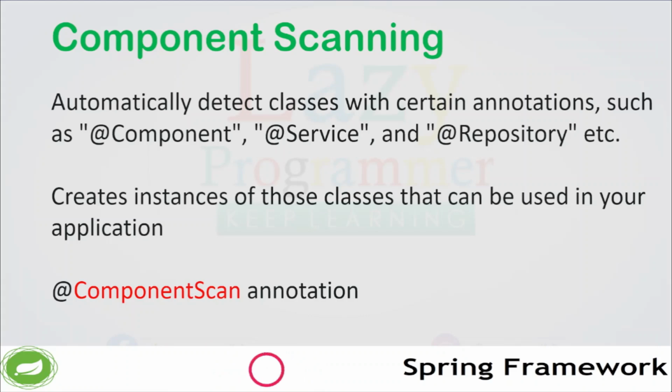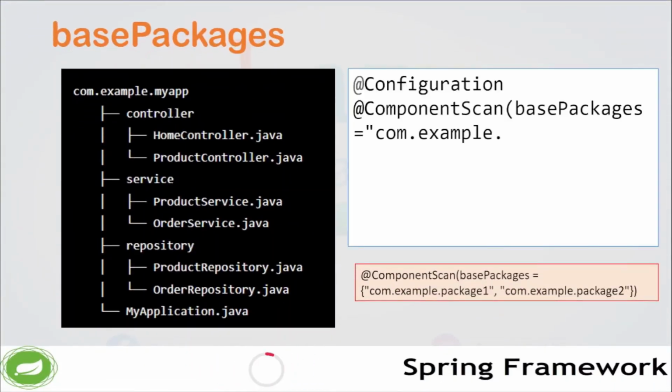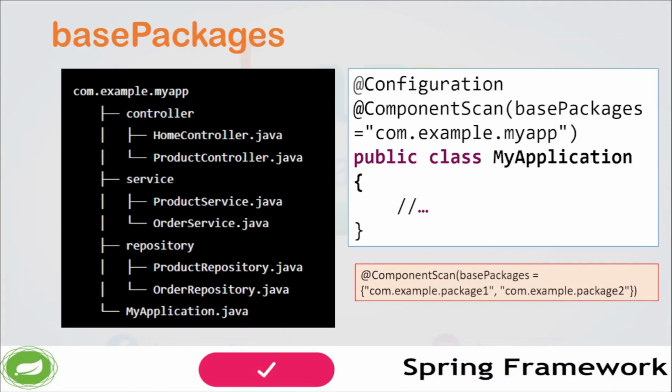By using the @ComponentScan annotation, you can specify the base package or packages to search for components. Spring will then search for the classes in those packages that have the specified annotations and create the instances of those classes. The @ComponentScan annotation in Spring provides several options that you can use to customize the component scanning process. We will try to understand them with some examples.